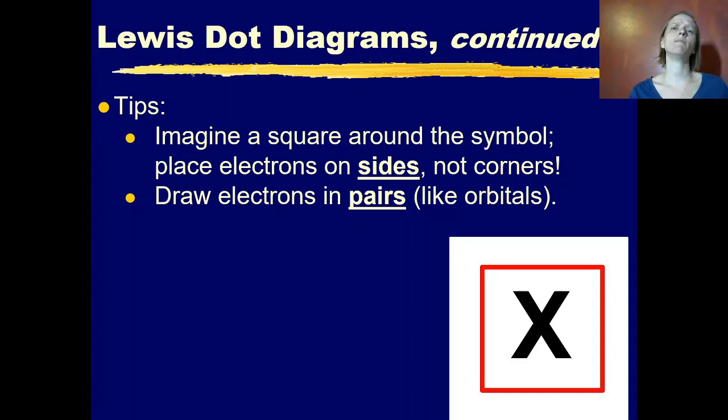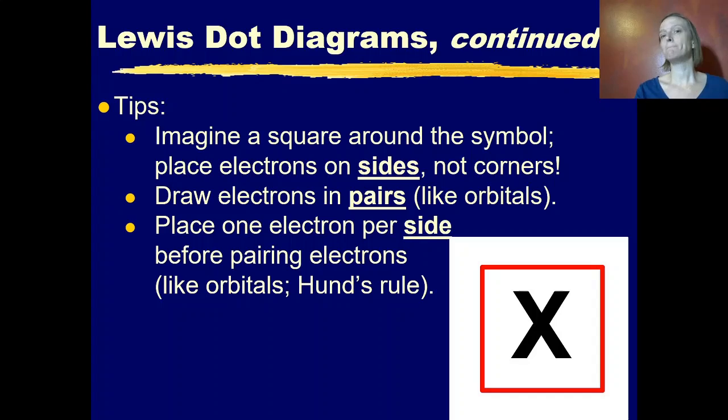So I'm going to draw my electrons in pairs, just like in orbitals, but I want to place 1 electron per side before I start pairing my electrons. So this is, again, just like the orbitals, like Hund's rule, the empty bus seat rule. You don't want to pair up the electrons until you have to. Keep the electrons as far apart from each other as you can for as long as possible. So how does that work?